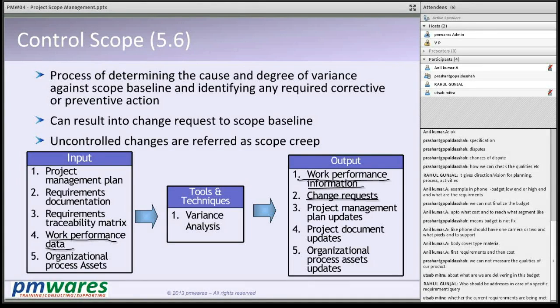So uncontrolled changes are called scope creep. If you have not defined your scope properly, this is what will happen.